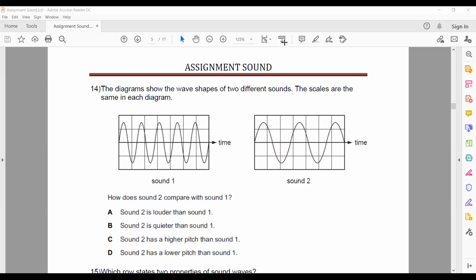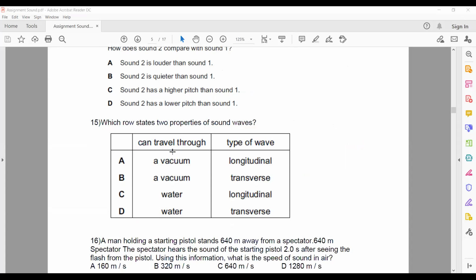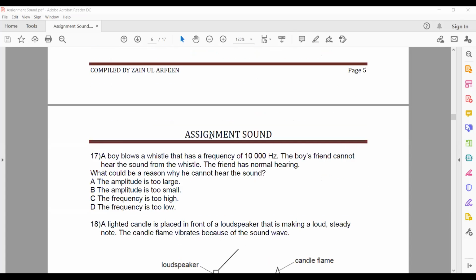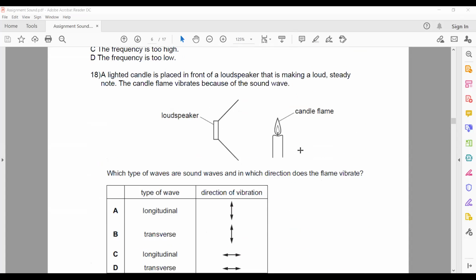If you say sound 2 has higher pitch, you can see how many waves: 1, 2, 2.5. Sound 1: 1, 2, 3, 4, and 5. So sound 1 is higher pitch, not sound 2. Or you can say sound 2 has a lower pitch than sound 1. So D is the right answer. Question 18.